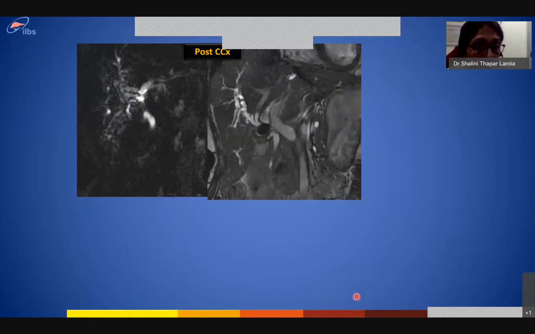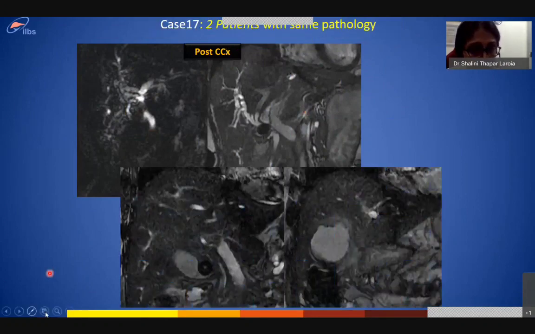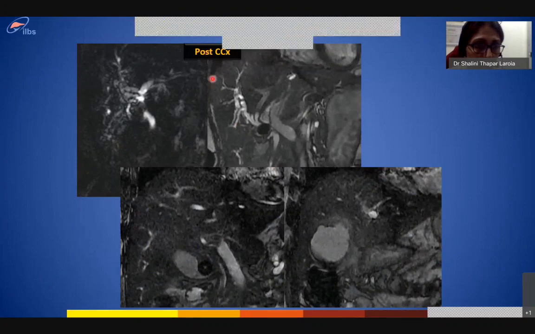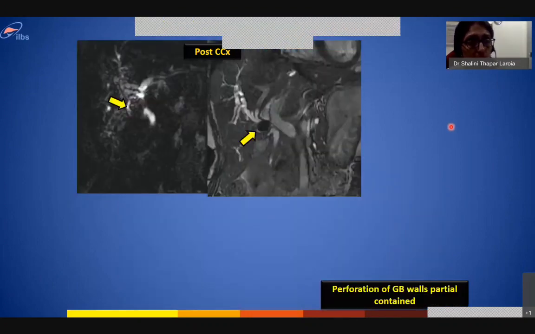Now I have another slide pertaining to the biliary tract. So this is a patient with the same pathology. This is one patient and this is another patient. They have a similar pathology, but one has a gallbladder and the other doesn't have one. This is post-cholecystectomy status. Any guesses for this? So I'll come straight away to the solution.